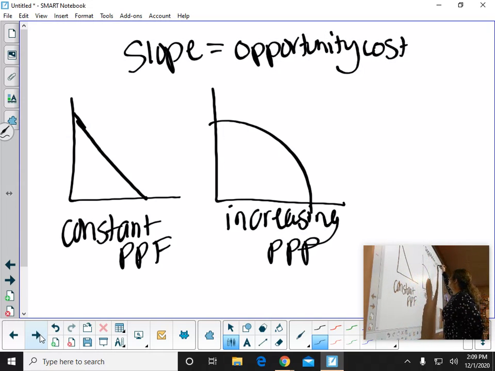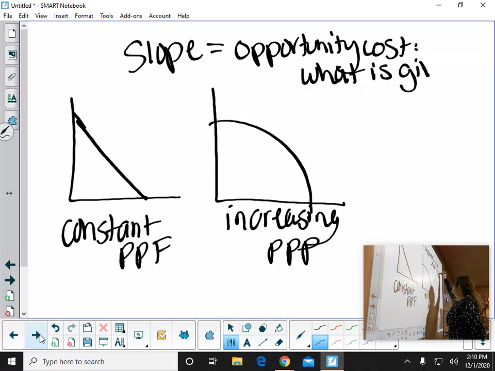And remember, just to recap, opportunity cost has one of two definitions. It's either the second best choice, but for this example, the best definition is what you give up to get something else. What is given up to get something else?